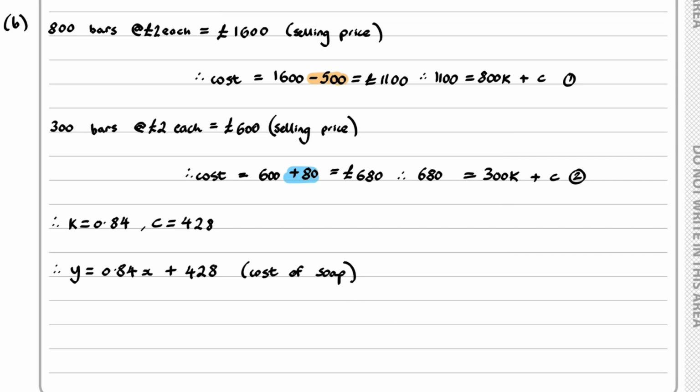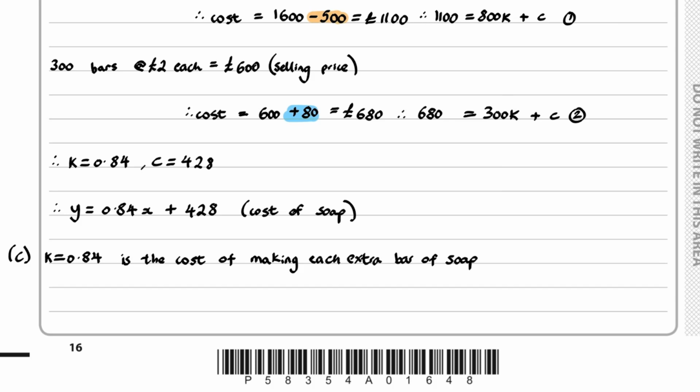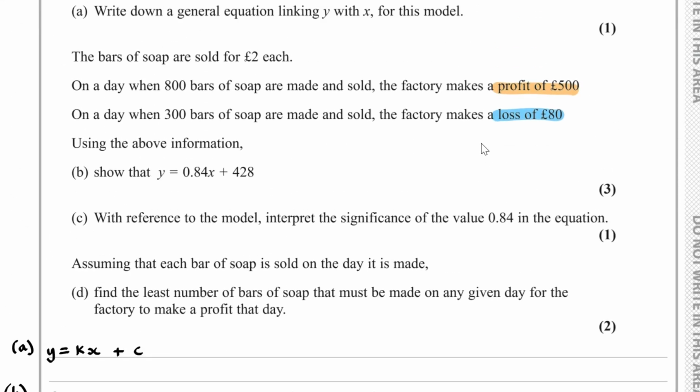Okay, now for part C of the question, with reference to the model we have to interpret the significance of the value 0.84 in this equation over here. Okay, so we have the following reason. We have k equals 0.84, which is the cost of making each extra bar of soap. And now for part D, assuming that each bar of soap is sold on the day it is made, we have to find the least number of bars of soap that must be made on any given day for the factory to make a profit that day.